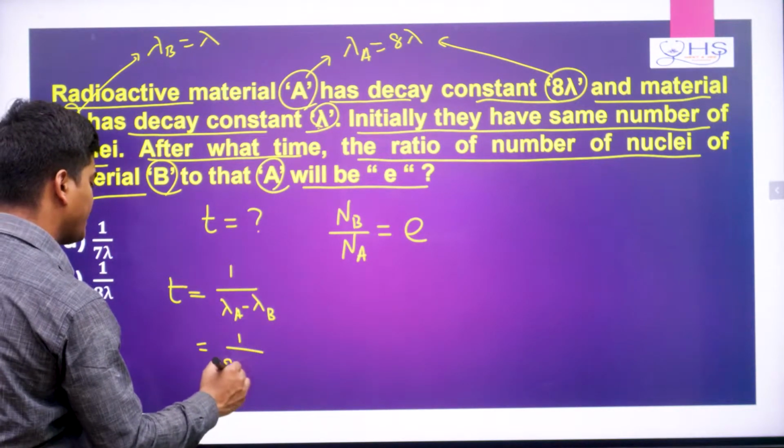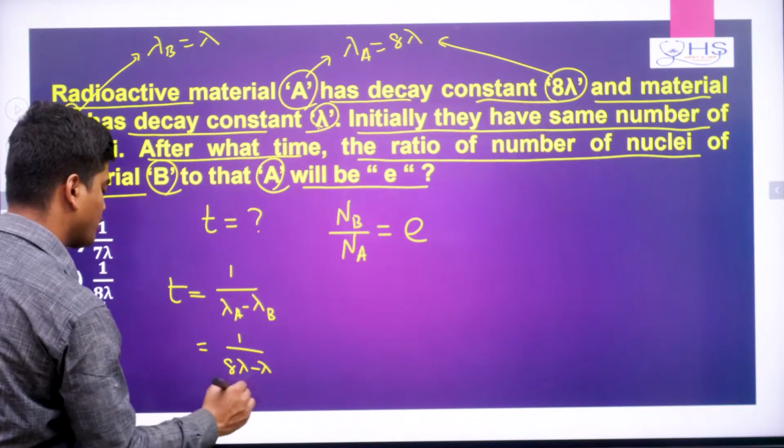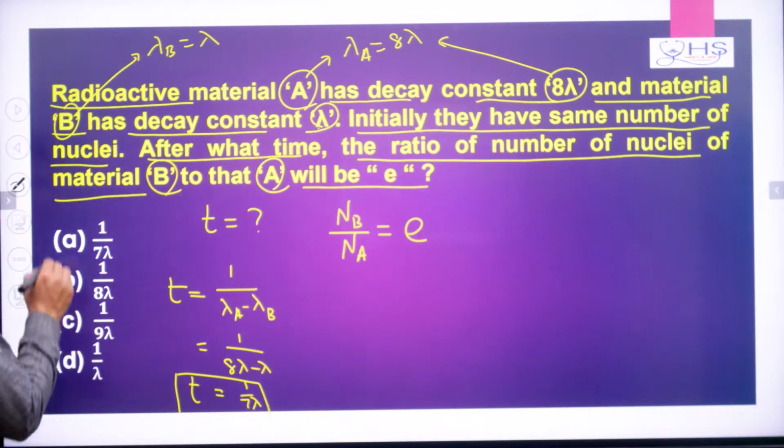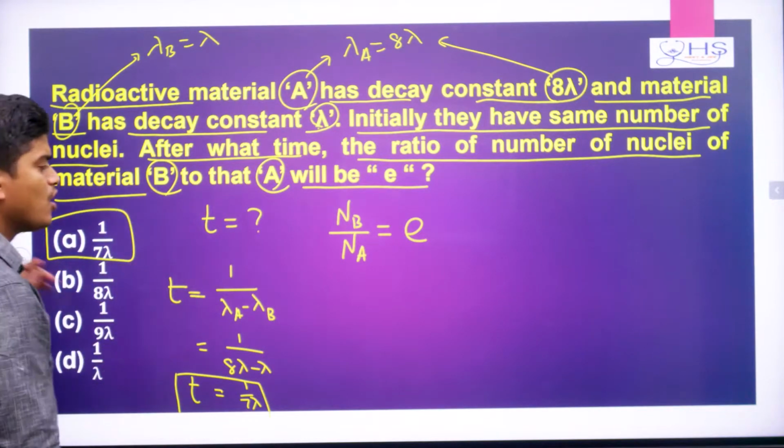So 1 by 8 lambda minus lambda. So the answer will be coming how much? 1 by 7 lambda. But now we will try to see how it is coming, how this formula comes.